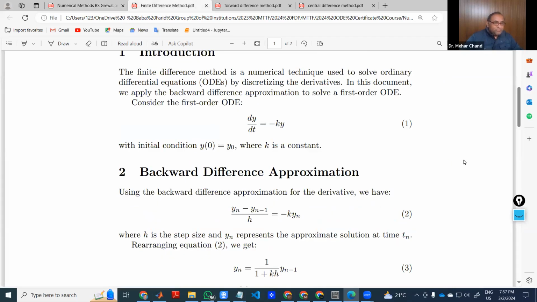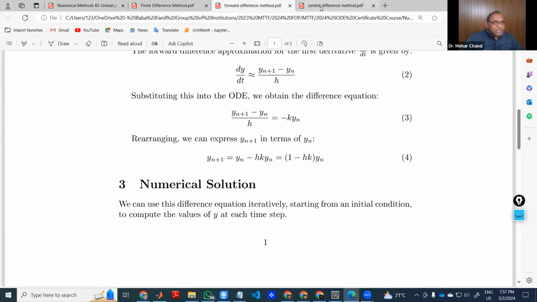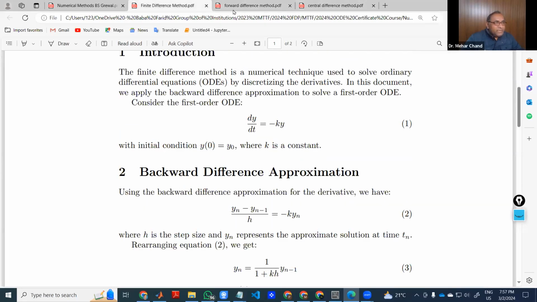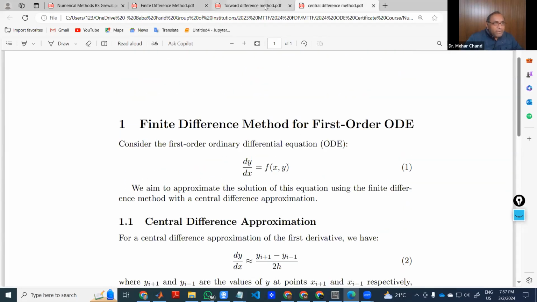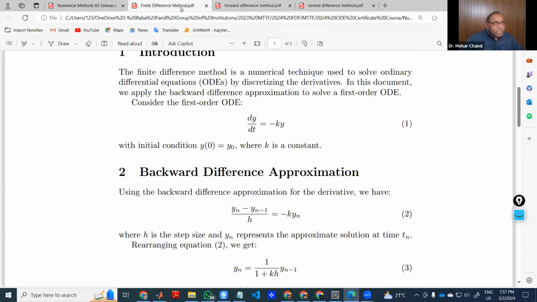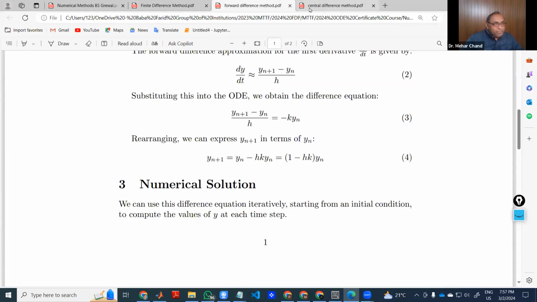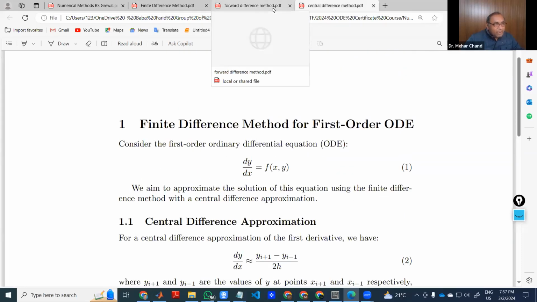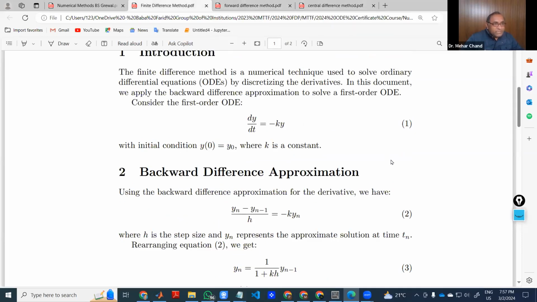So what do we do? I prepared these three files, but after this session I will combine all three files and share them with you. These three, forward, backward, and central, are very important. So where should I start?